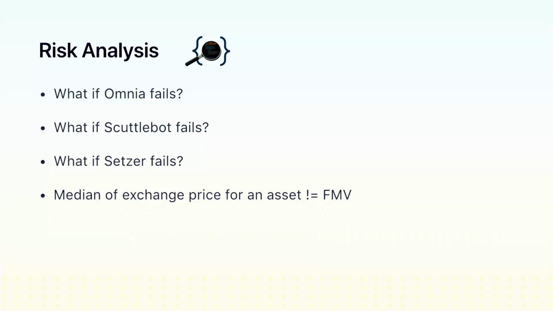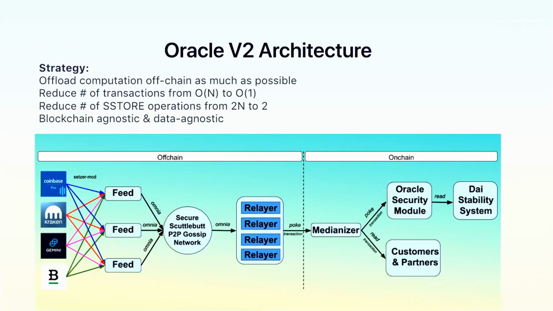Okay, so let's talk about what the problems with this still are. When I think of multi-collateral Dai, I think, okay, what are all the things that could possibly go wrong? You start to think of things through this risk lens. Well, what if the Scuttlebutt network fails? What if there's some kind of seg fault and the whole network goes down?